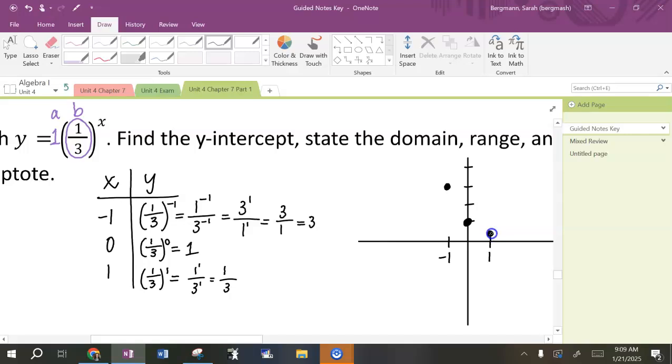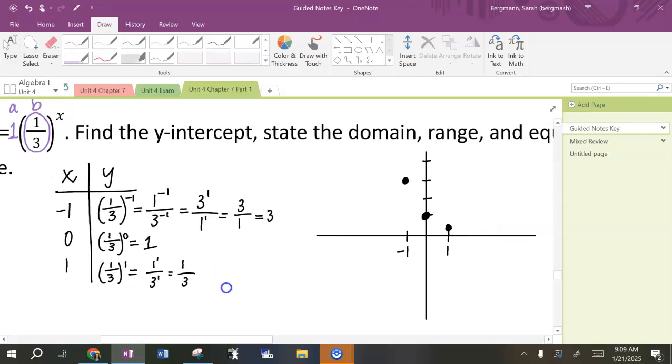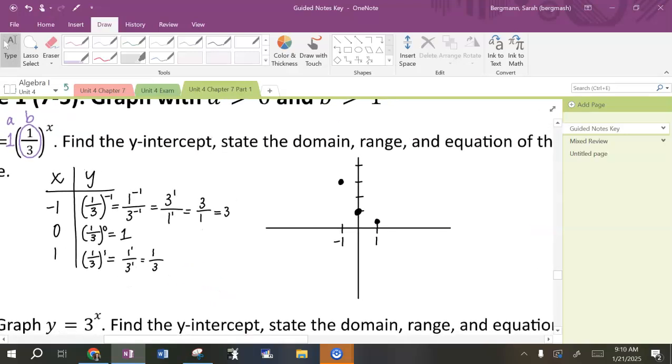So you're just going to estimate, okay, that looks like about 1/3 of the way. And I know that this is exponential decay because the base is between 0 and 1. So I knew my graph was going to be looking like it was decreasing. And all you have to do is go ahead and connect that as a smooth curve.